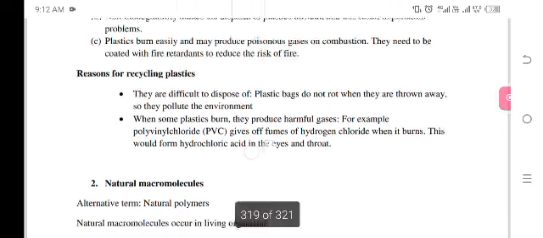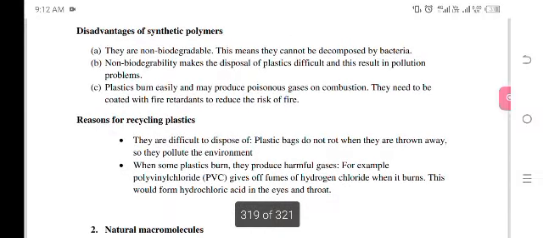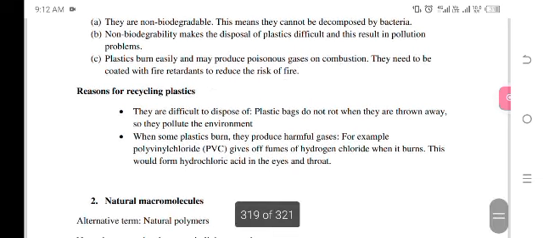So how can we preserve these polymers? We can do well to recycle them.